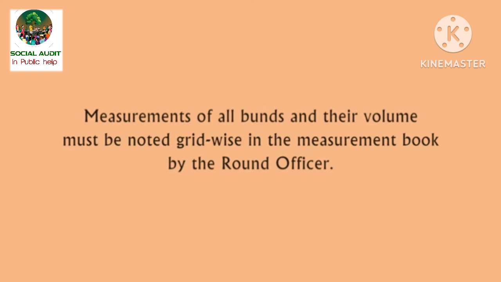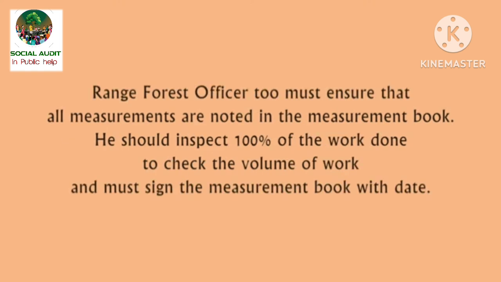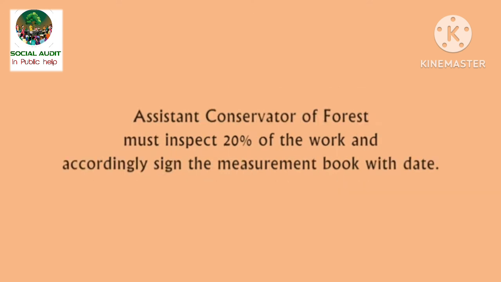Measurements of all bunds and their volume must be noted grid-wise in the measurement book by the round officer. Range forest officer too must ensure that all measurements are noted in the measurement book. He should inspect 100% of the work done to check the volume of work and must sign the measurement book with date. Assistant Conservator of Forest must inspect 20% of the work and accordingly sign the measurement book with date.